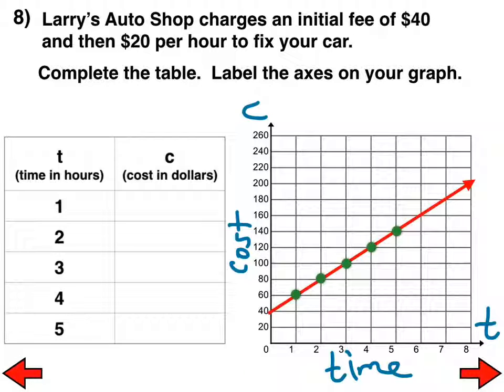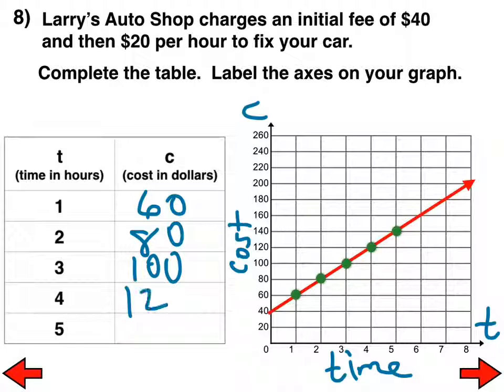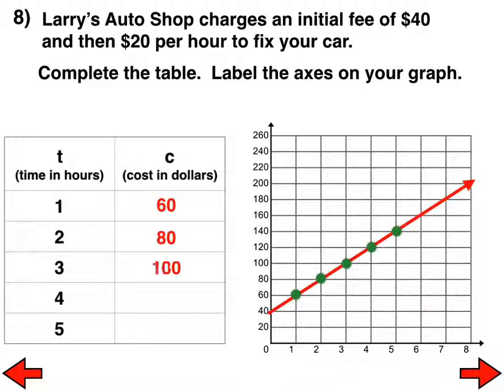It's already graphed, so I can fill in my table. First one's at 160, next one's at 80, 300, 4, 125, 140. Is it proportional? Why do you say no? Emilio? Because if number 3 would be 120 instead of 100 if it was proportional.